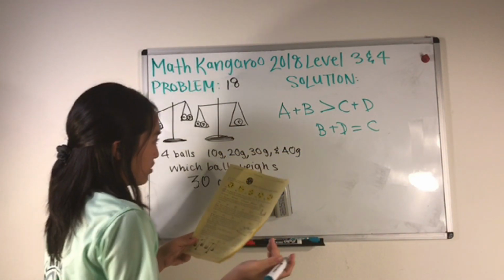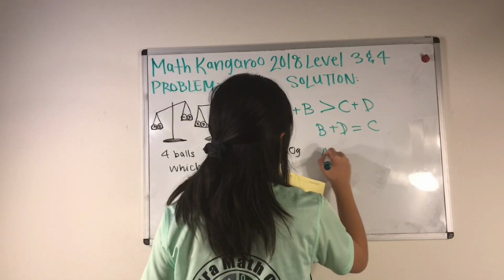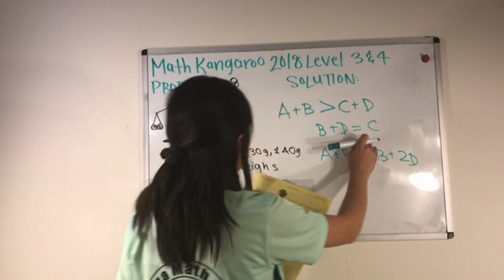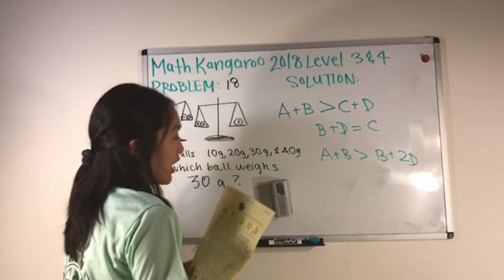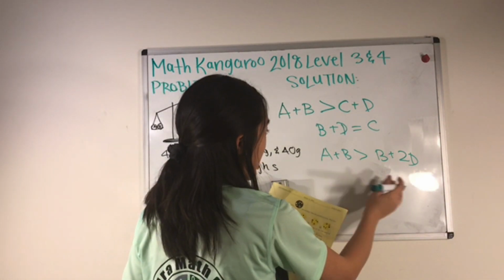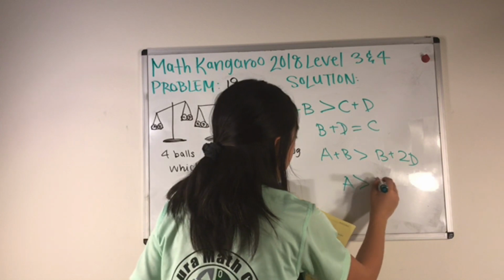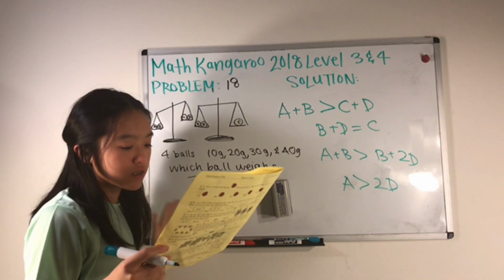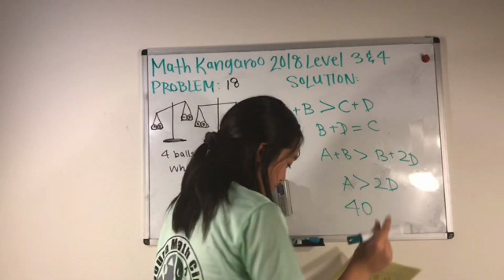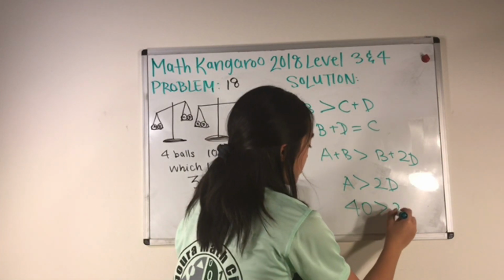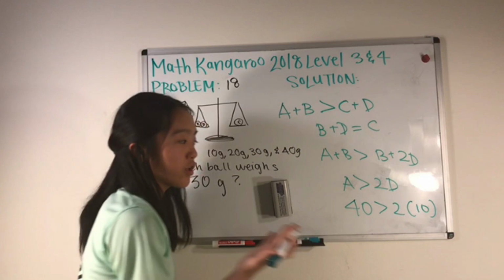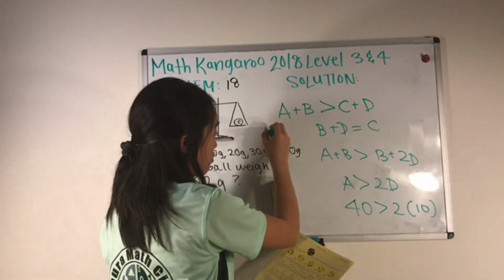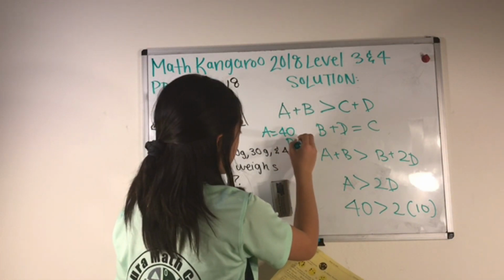So if we do this, we could do some assumption and calculation. So if you substitute in B plus D, you have A plus B is greater than B plus 2D because it equals C. They have the same weight. And now that you have that, you know that the weight of A is greater than 2 times D. So that means that the weight of A must be 40, and then D has to be 10. Because there's no other real way to have this to be true, because D can't be 20, because then 2D is equal to 40. So now we already have A, which is 40, and we have D, which is 10.